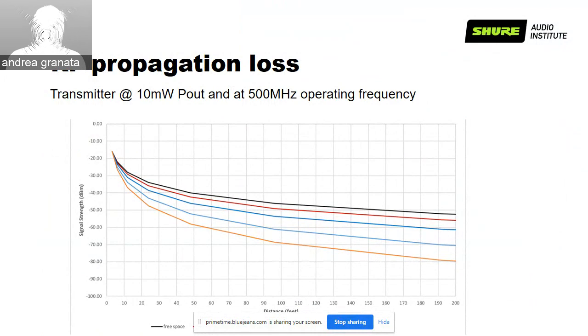So the black one on top is completely in free space. That is usually what we call ideal conditions. The more obstacles we have, the more down we go in the graphic, and the more challenging it will be to cover big distances.